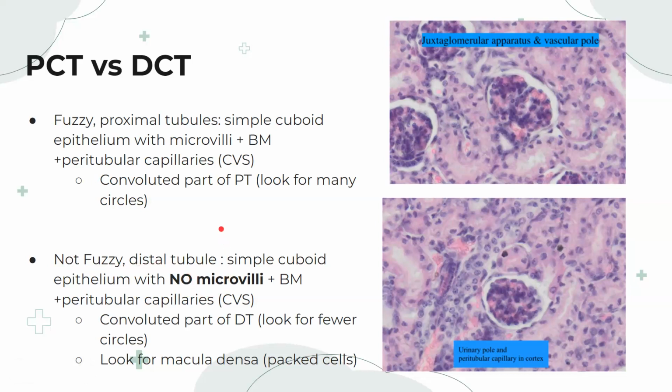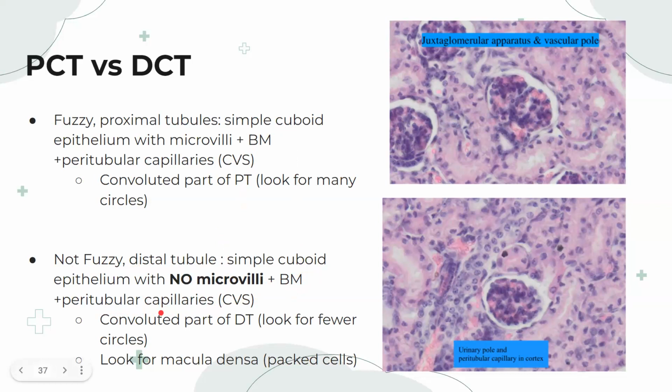Pretty much everything else is very similar in both of them. They're both simple cuboid epithelium, along with the basement membrane, and then they're going to have peritubular capillaries around them for providing oxygen and nutrients to the actual cells of the PCT.